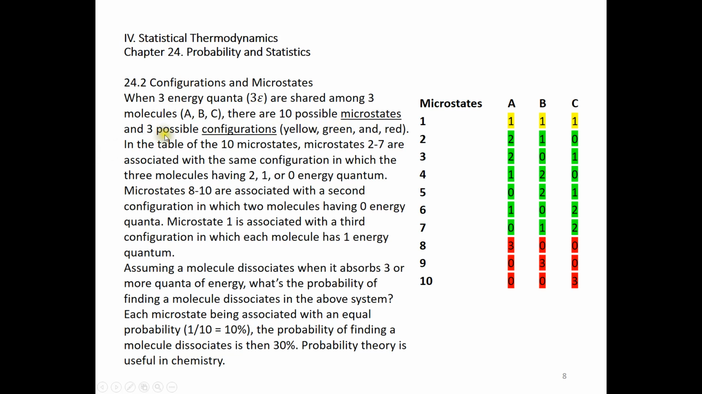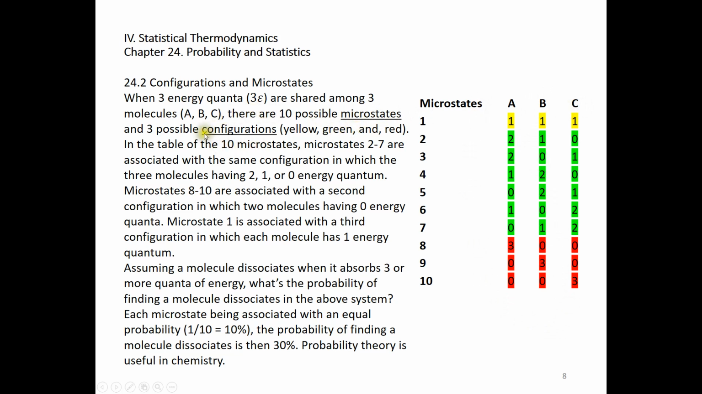possible microstates and 3 possible configurations. So we can see A, B, C can each get 1 energy quantum. Also, they can get 210, 201, 120, 021, 102, and 012. They can also get 300, 030, 003, respectively. So we can see there are 10 different possible ways of allocating the 3 energy quanta among 3 molecules. They are called the 10 possible microstates of this system that consists of 3 molecules with 3 energy quanta.